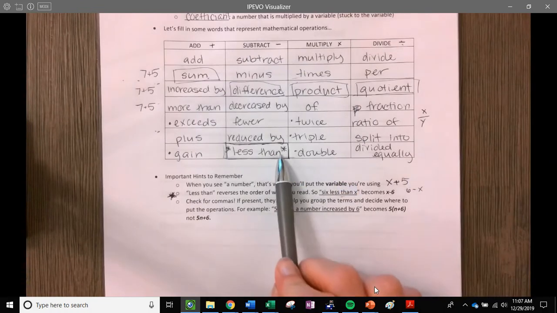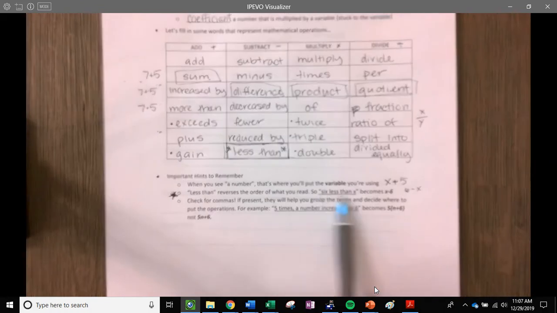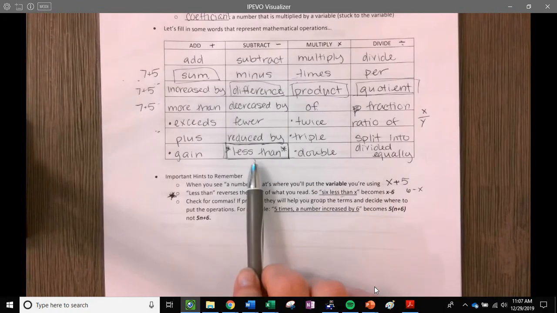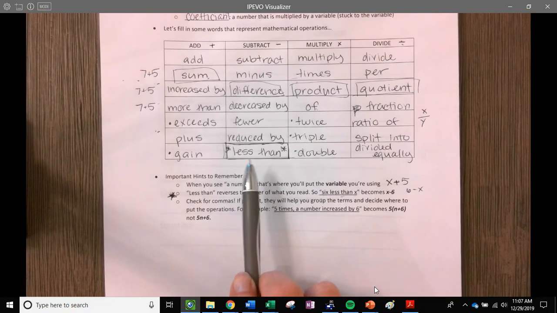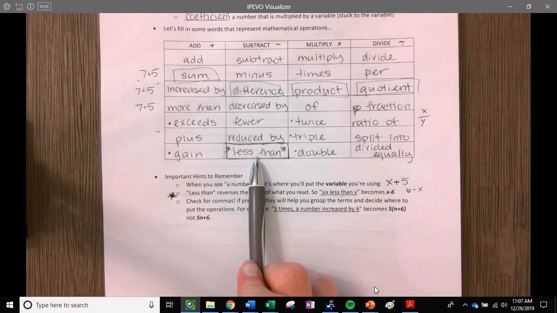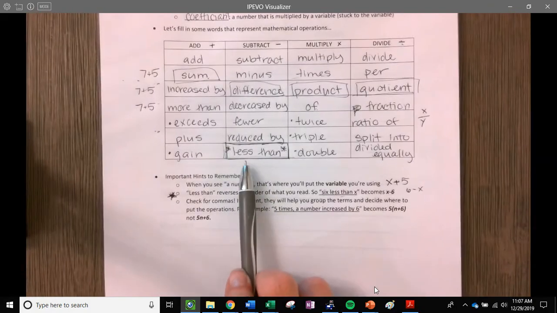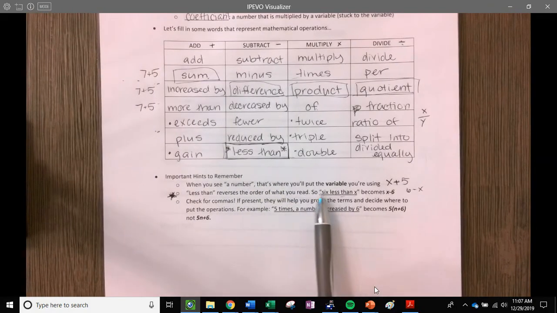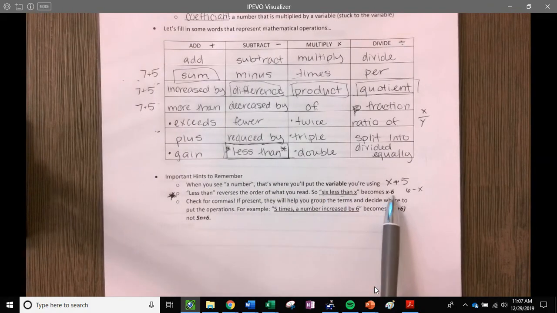But if you see less than, you know that what you're reading needs to be flipped. And that's the only time that that occurs. So that's the one phrase that you need to have red flagged in your brain. If you see the words less than, whatever you're reading has to get flipped around. And I can almost guarantee there will be a question like that on the SOL.